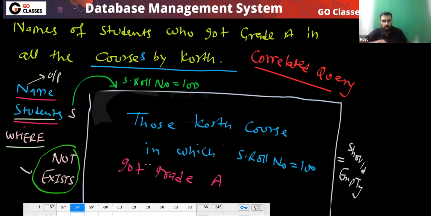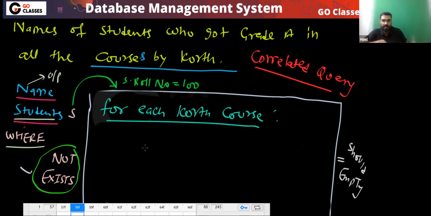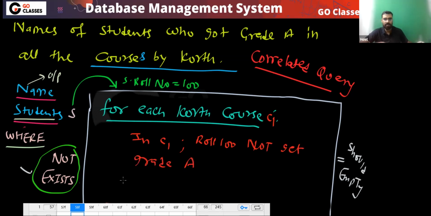So we are finding those courses one by one. For each course, we will check that in this course he should not get grade A, right? For example, for C1, this roll number 100 should not get grade A, right? Agree? This is my target, this is my purpose.